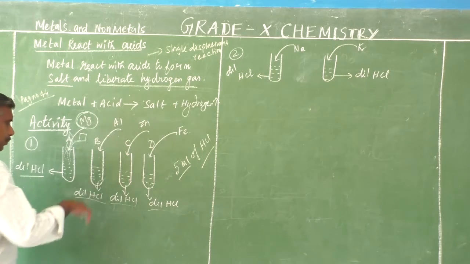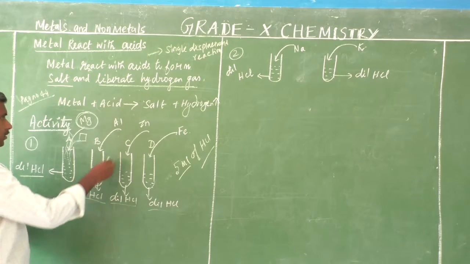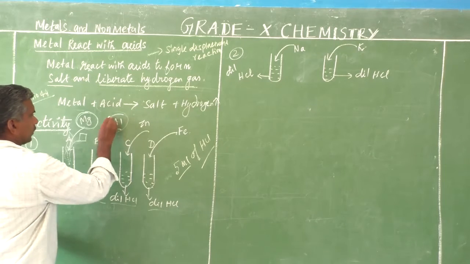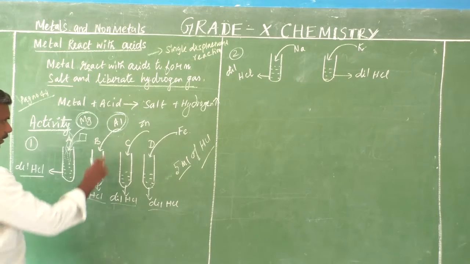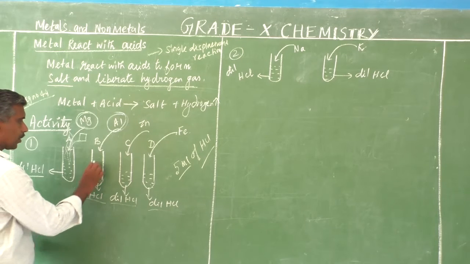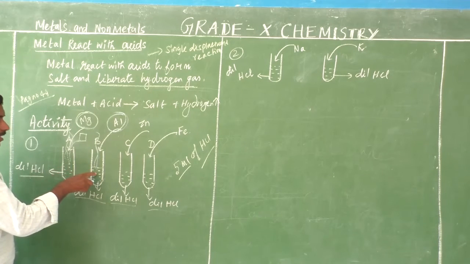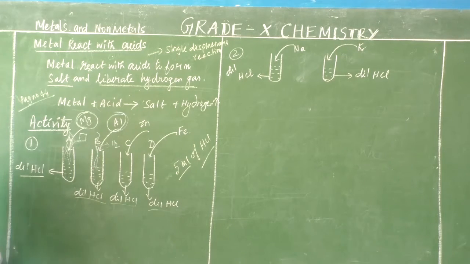Then in test tube B, which has hydrochloric acid, you add aluminum metal. This aluminum reacts with the hydrochloric acid to evolve hydrogen gas. Compared to test tube A, B is less reactive, and less hydrogen gas is produced.